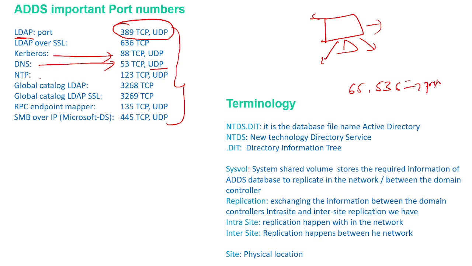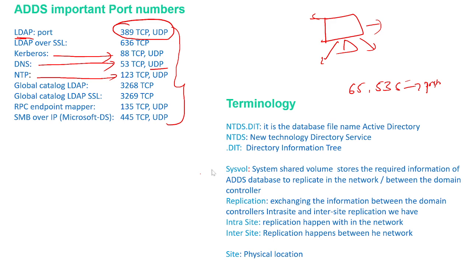And NTP means Network Time Protocol. This is the protocol which will ensure that time is synchronized in all the computers across the network. And that is port number 123. Similarly, we have LDAP global catalog, that is 3268, and SSL is 3269. And RPC, remote procedure call endpoint mapper, 135, and SMB 445. So these are all the important protocols that you need to remember with respect to the Active Directory ports.